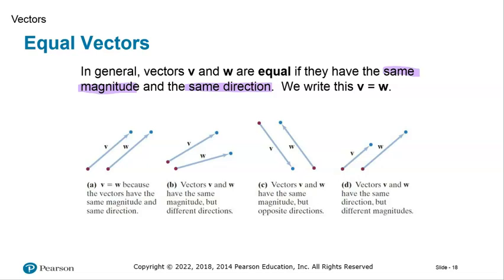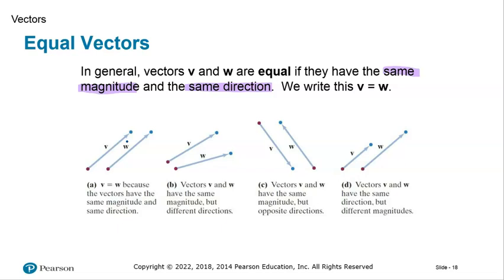I've got some examples below. Example A, V does equal W. Notice they are the same length. That's really what you're looking at when you're thinking about magnitude, the length of this directed line segment. And V appears to be the same length as W. Not only that, they're pointing in the same direction. So V is equal to W.